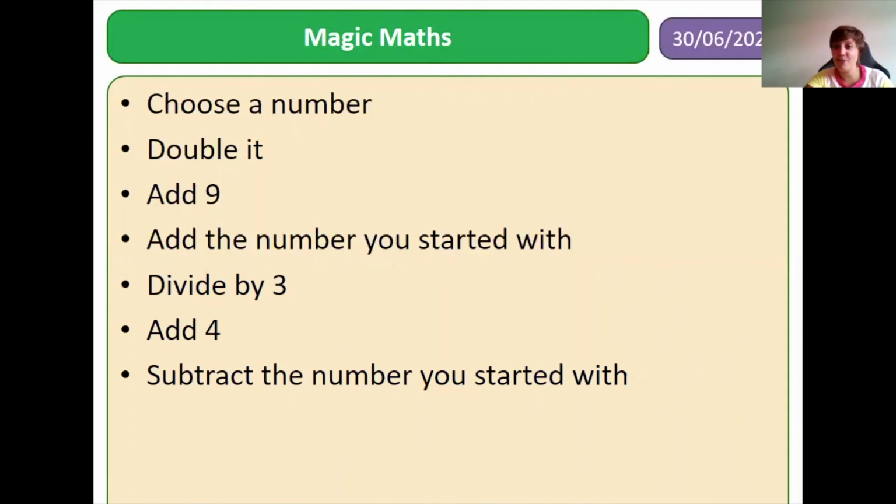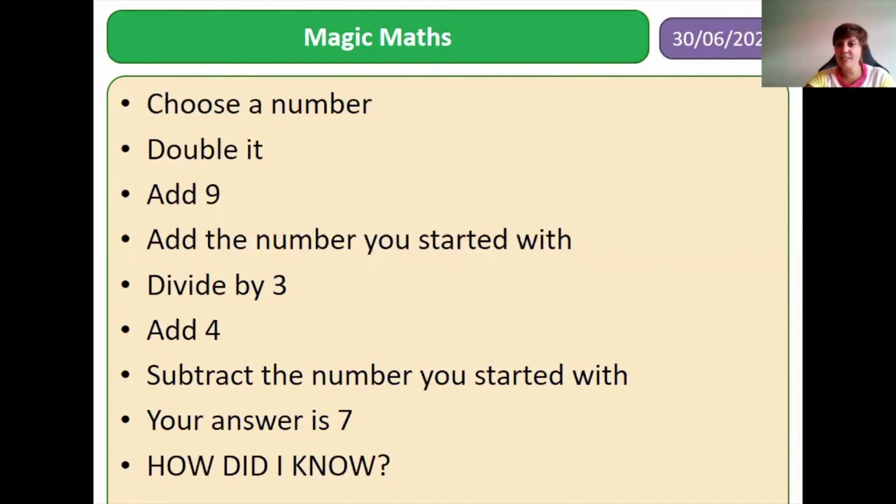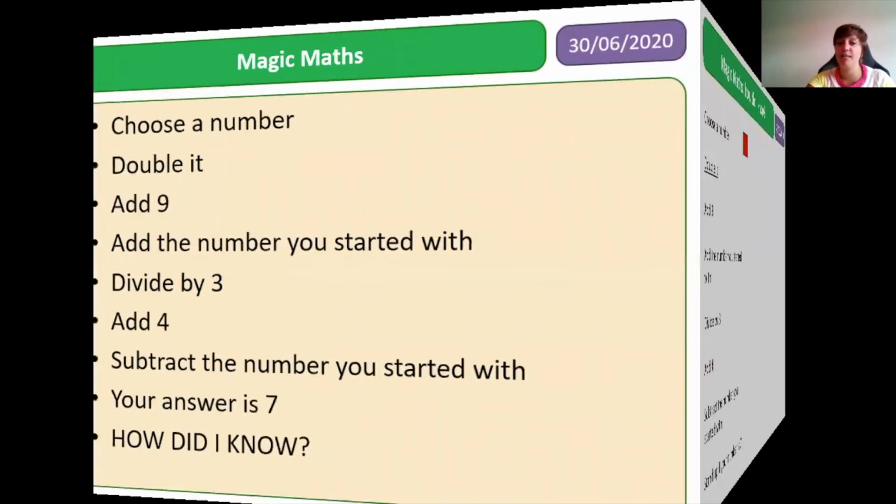And I can tell you that you've ended up with 7. If you followed my steps perfectly, then you should have ended up with 7. Again, the maths has done the magic for me. So think about how this works. This is really, really clever maths that we're doing here.